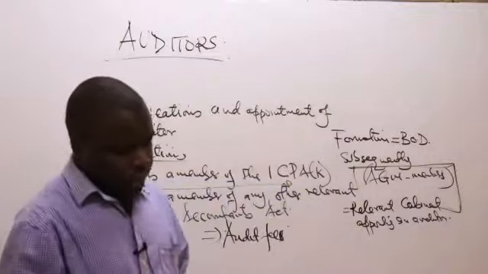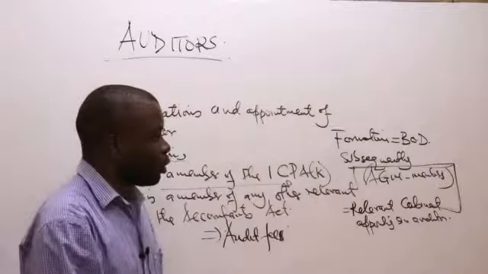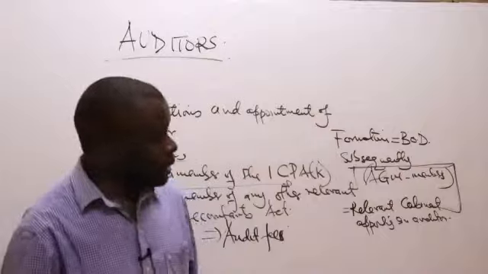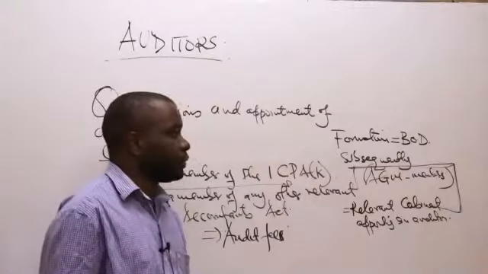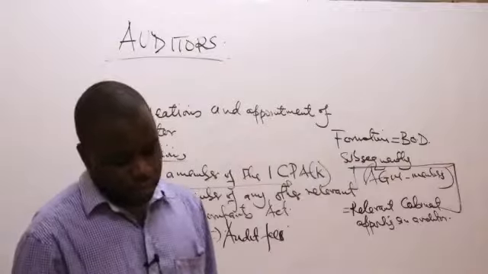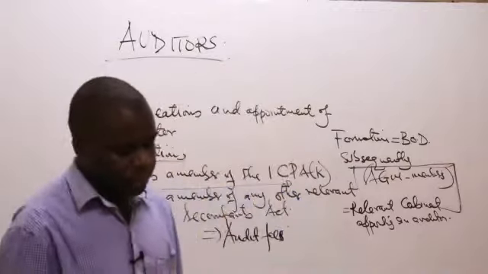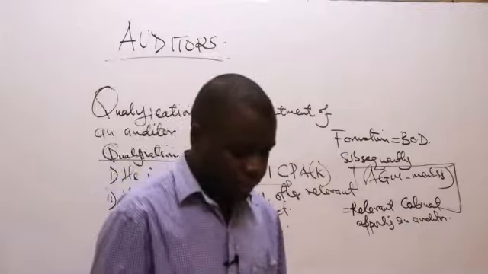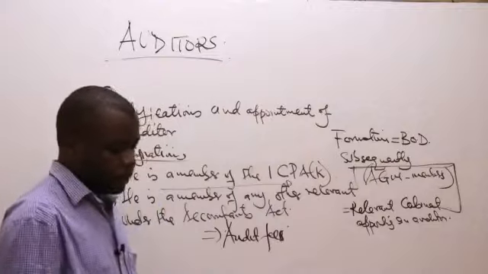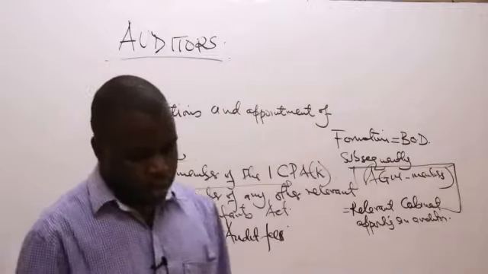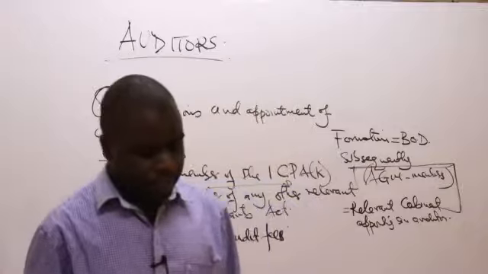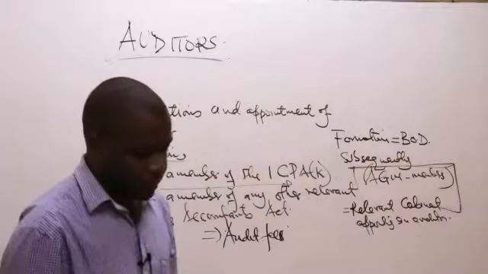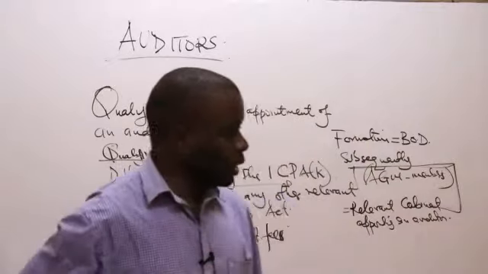Then you can talk about if the directors fail to appoint the first auditor, the company can make an application to the relevant cabinet secretary to appoint an auditor of the company. If the directors fail to appoint the first auditor, the company can make an application to the relevant cabinet secretary to appoint one.